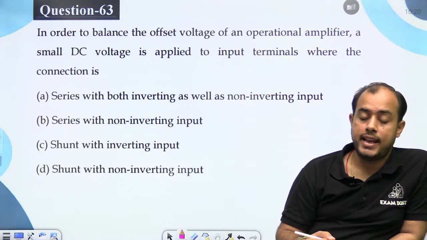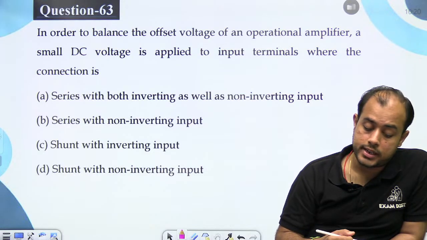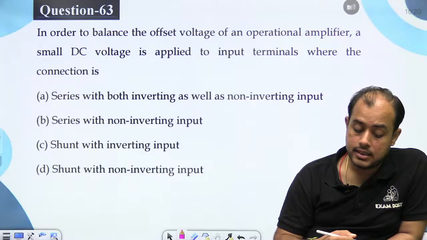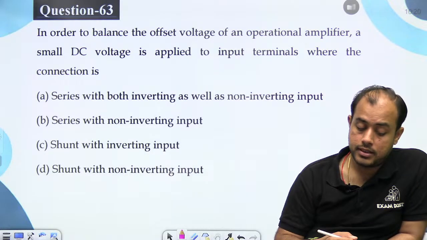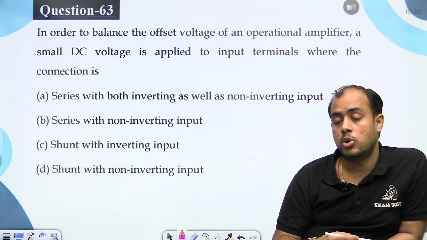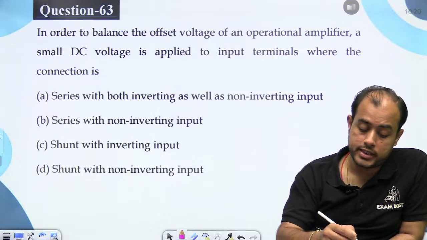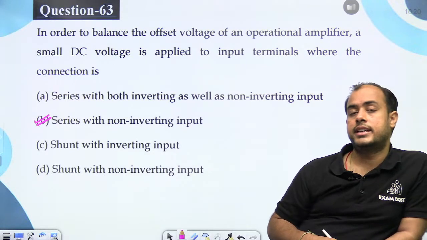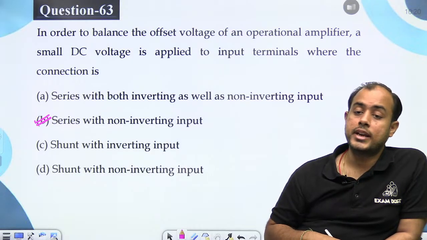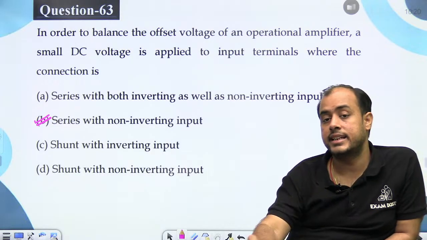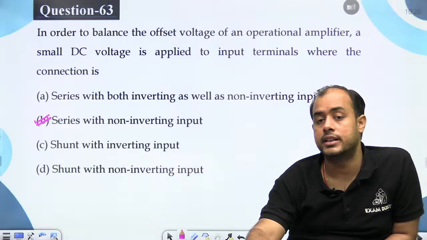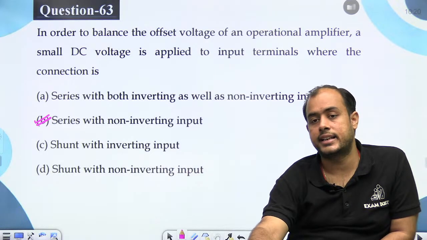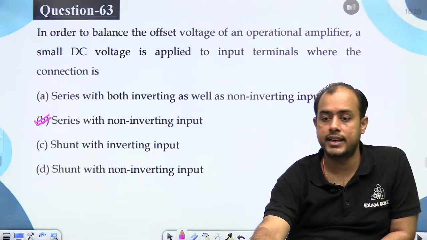ESE 2020, in order to balance the offset voltage, a small DC voltage is applied to input terminal where the connection is. आप ऑफसेट वोल्टेज को बैलेंस करने के लिए एक इनपुट वोल्टेज लगाते हो विच इज कनेक्टेड इन सीरीज विद नॉन इन्वर्टिंग इनपुट, है ना. तो जो इनपुट ऑफसेट वोल्टेज लगाई जाती है दैट इज कनेक्टेड एट द नॉन इन्वर्टिंग इनपुट. Remember this, input offset voltage is always connected at the non-inverting input.